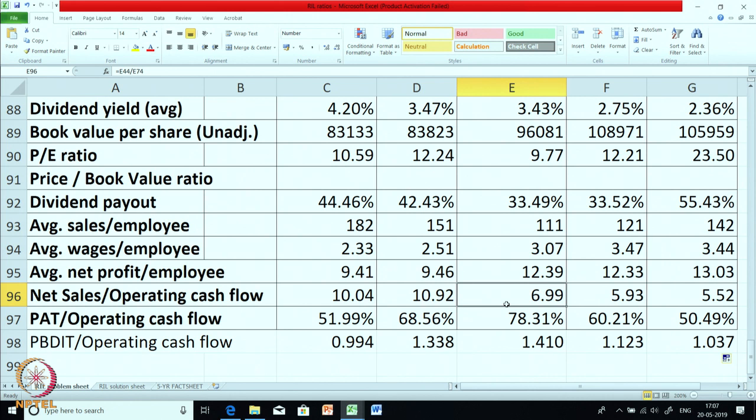It is correct, because both are showing the cash generated. One is a profit generated on cash basis, the other is cash generated from operations. That is why the amounts are fairly close, it is 0.99, 1.33, etc.